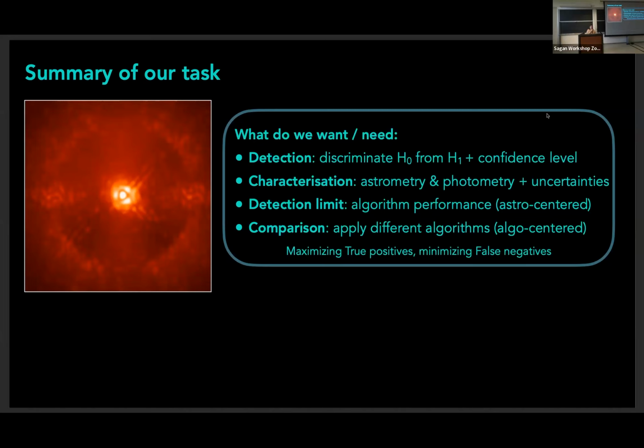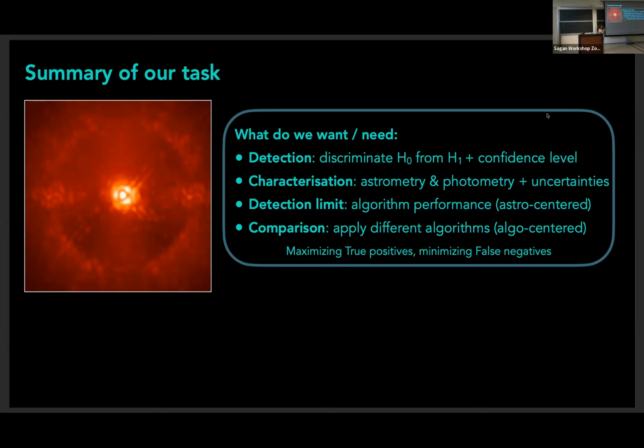The second thing is the characterization. When we say characterization, what we can get from a 2D image is the position, the astrometry, and the photometry, or spectrophotometry if we have several wavelengths. And the same, always give it with uncertainties. There's also another interesting thing, the detection algorithm, which really concerns how the algorithm can dig into the data to find planets. But also if you use different algorithms, you want to compare them. So there's a more algorithm-centered comparison.